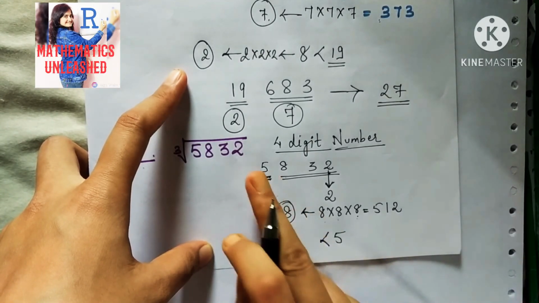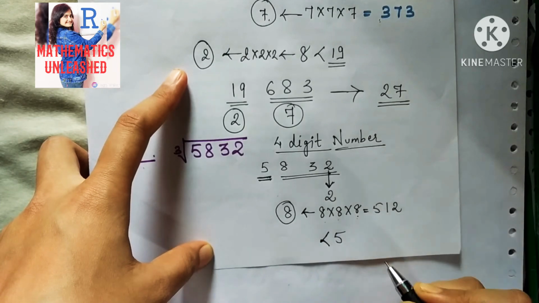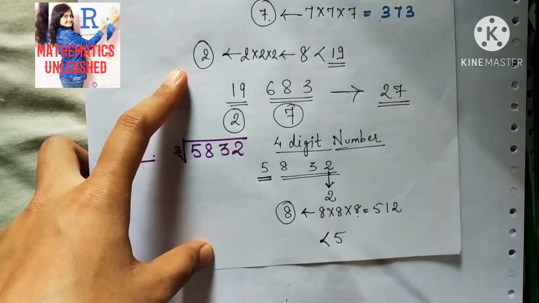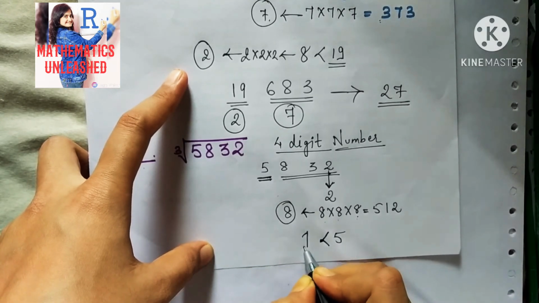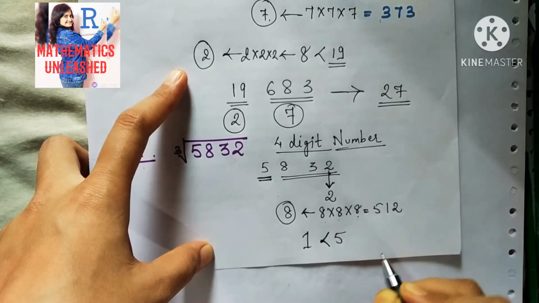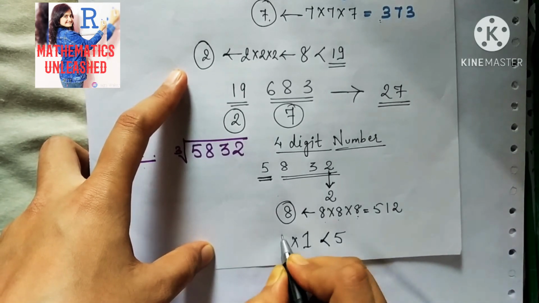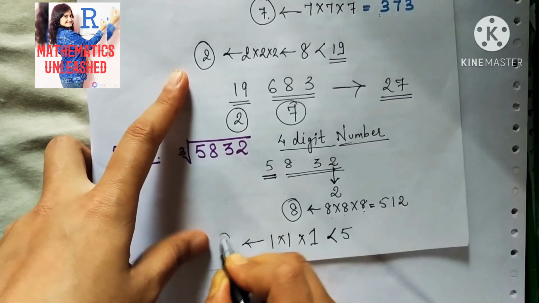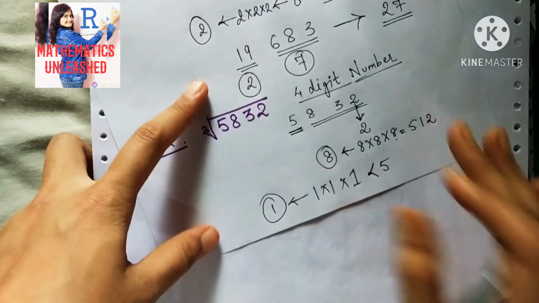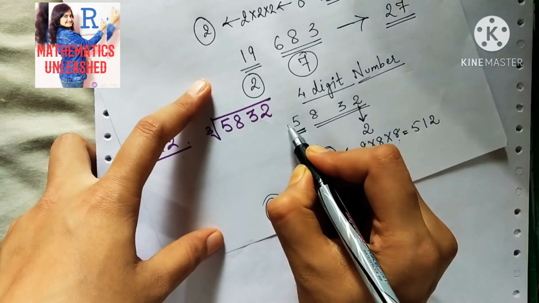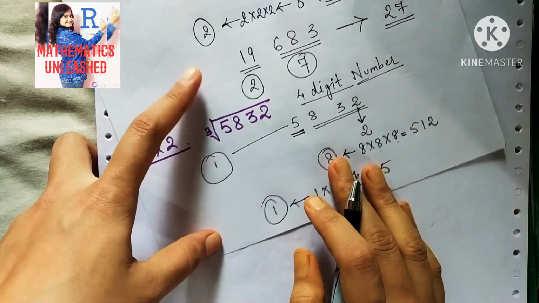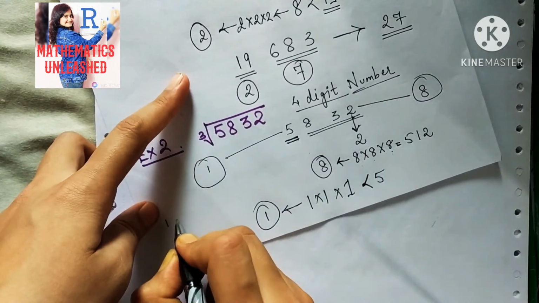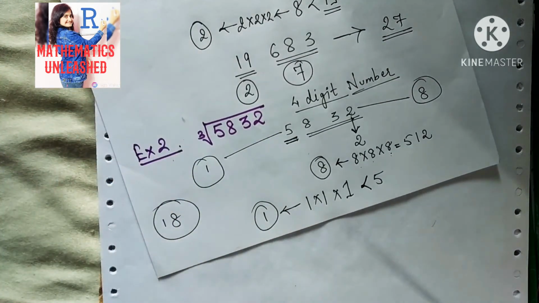Now taking the first part, we want a number whose cube is less than 5. So only 1 is such a number whose cube is less than 5. See, you can do it also. So here we will get 1. So what will be our number? From here we get 1 and from this part we get 8. So our number will be 18.